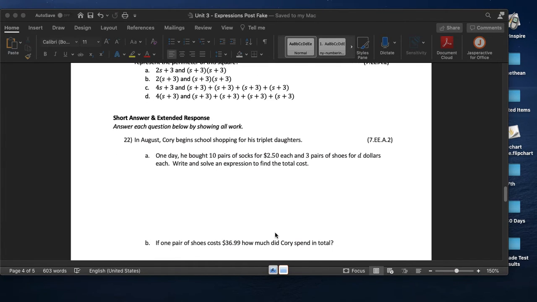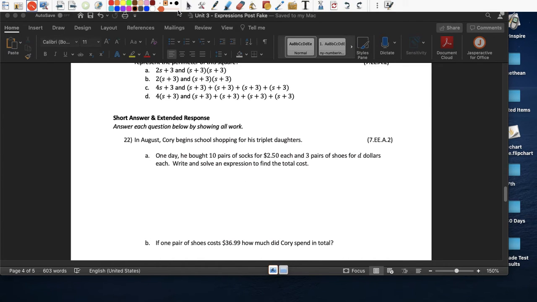So in August, Corey bought 10 pairs of socks for $2.50 and 3 pairs of shoes for $D. Write an expression to find the total cost. So, what did he buy? He bought 10 pairs of socks times $2.50 each. Plus, what did he buy? 3 pairs of shoes. And do we know how much the shoes were? No, so we can write it like that.